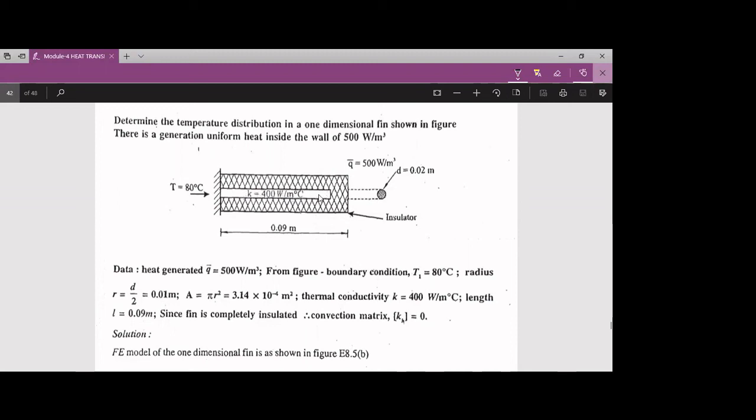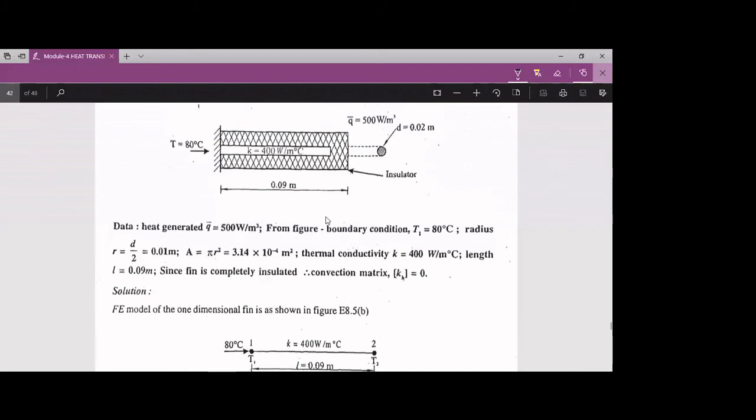At different locations. It is a very small length, 0.09 meters, so you can model it as only one element. If it is a large length, then you have to discretize it into a number of equal spaces.